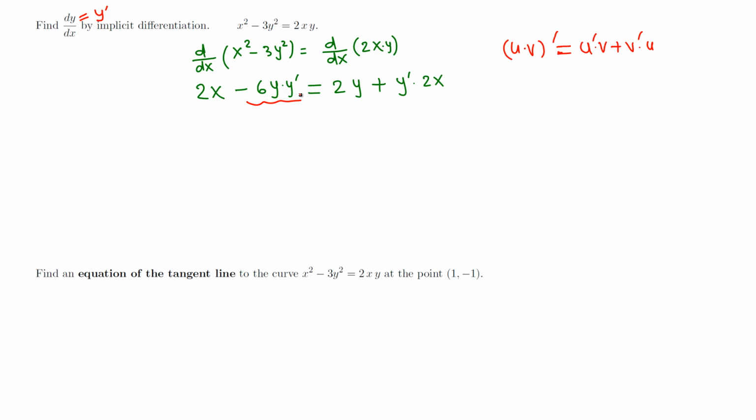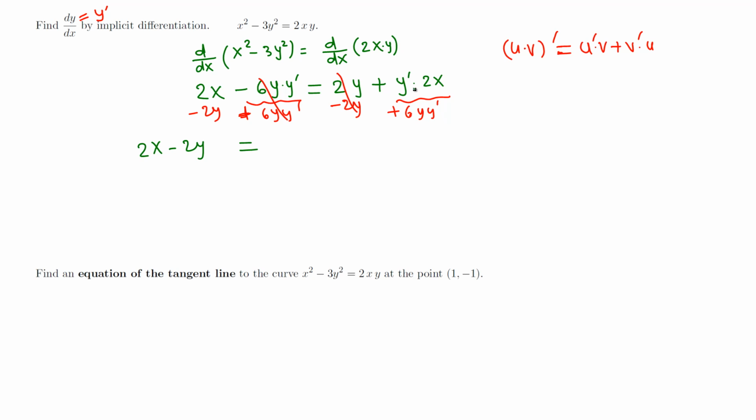Look here, y prime is here and y prime is here, so we need to collect these two terms together on one side. This is negative, so let's add 6y y prime to both sides. When we move a negative term, we have to add, so this plus makes sense. In the same way, move 2y to the left side, that means subtract 2y from both sides. Then we have now 2x minus 2y equals y prime 2x plus 6y y prime.